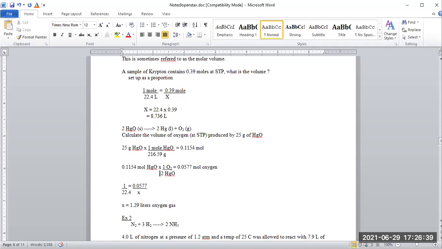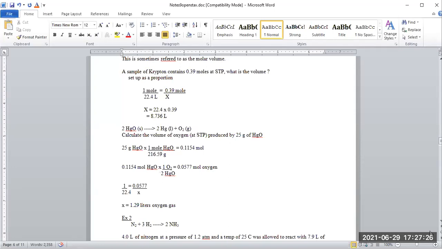We're looking for oxygen, so it needs to go on the top. We're using up HgO, so it goes on the bottom, each with its accompanying coefficients, 1 and 2. I have 0.0577 moles of oxygen, and then I can do that final step that makes use of the 22.4 liter number. I have much less than 1 mole. I do my multiplication. I get 1.29 liters of oxygen gas.